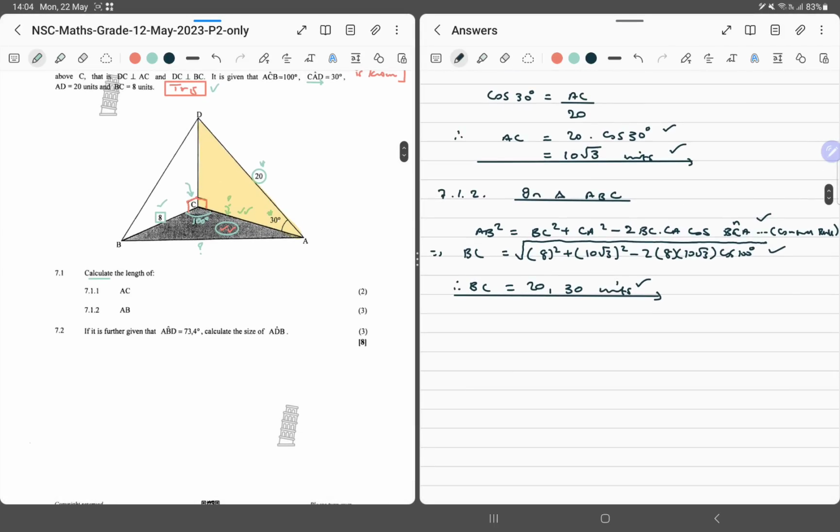Okay, let's do the last one. Now, if it is further given that ABD, which is this angle right here, okay, if it is further given that that angle is 73,4 degrees, calculate the size of ADB. So what we want is this one.